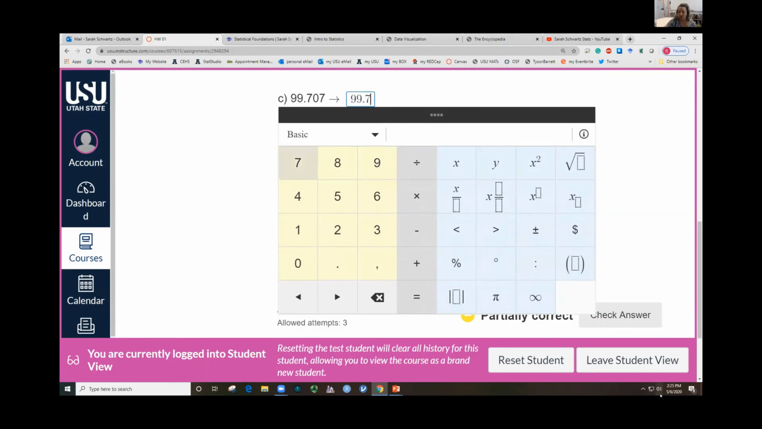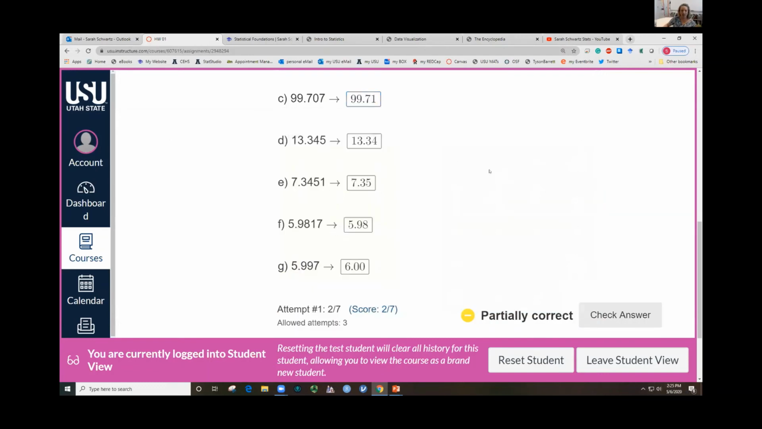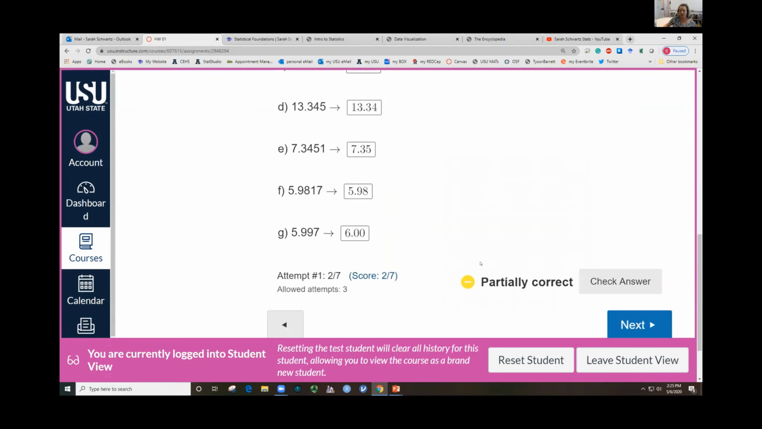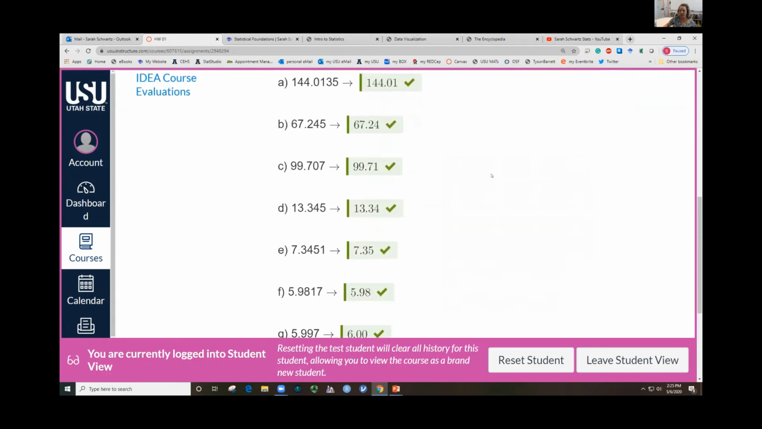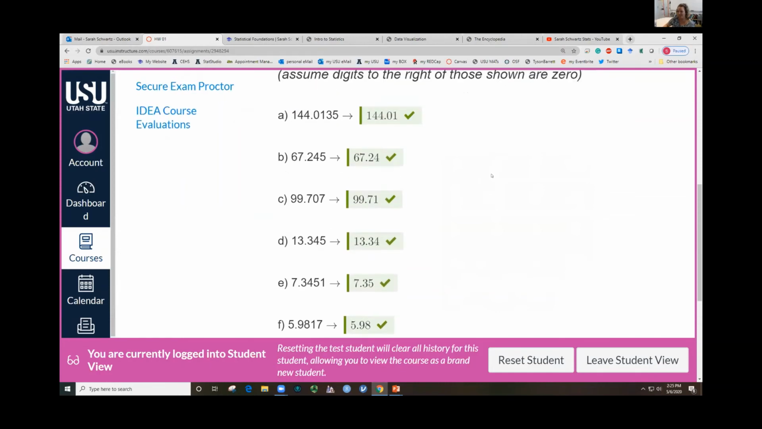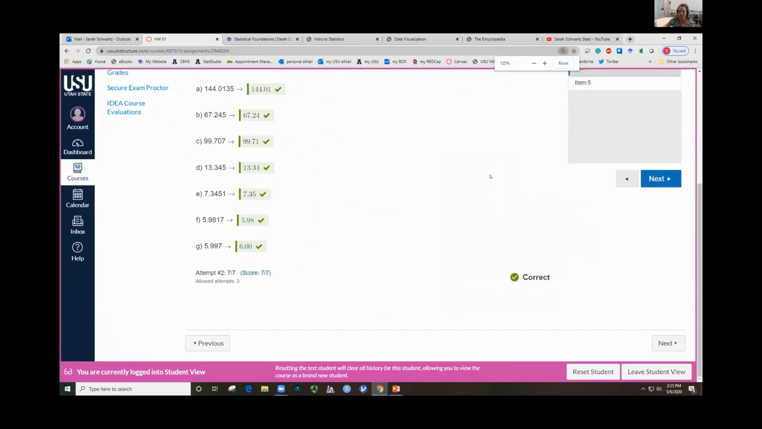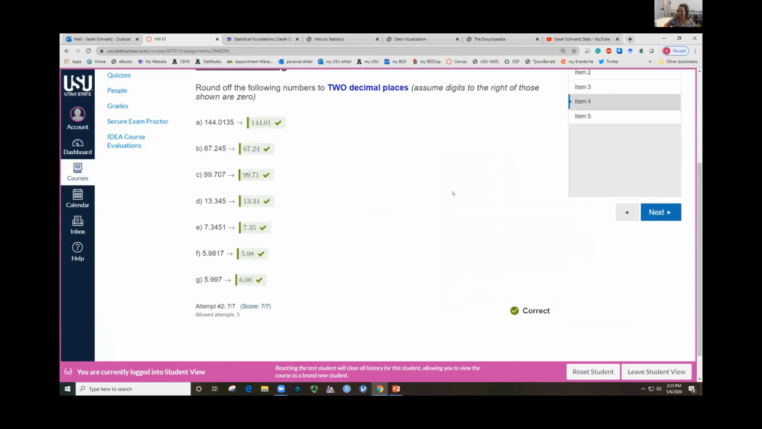And so after you put in all your answers, I would not check your answer until you've entered them all. Then when you check your answer, it will give you green check marks if they're all right. All part A, B, C, D. And it shows you how many allowed attempts, and it tells you how many points you've gotten on your last attempt, just in case you wanted to know.